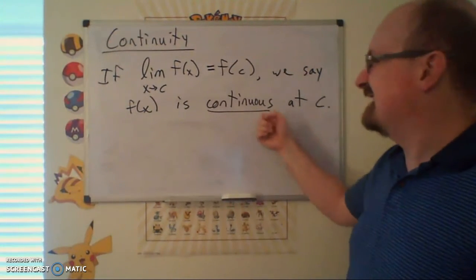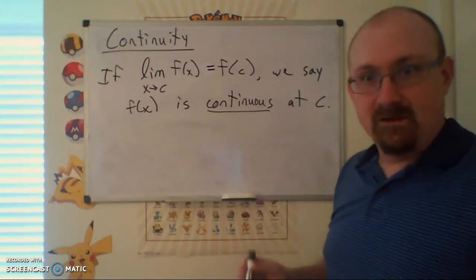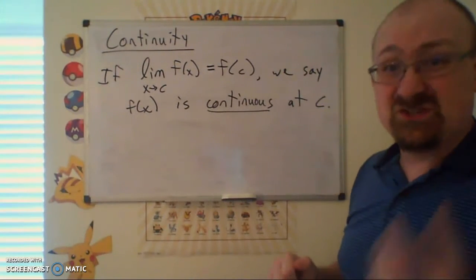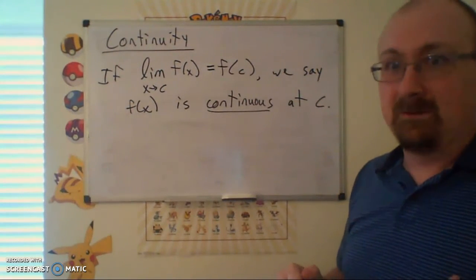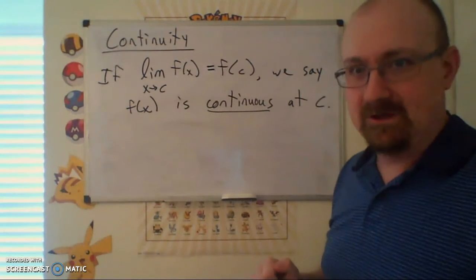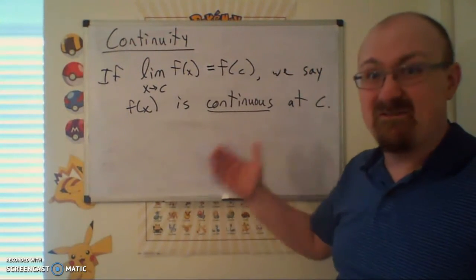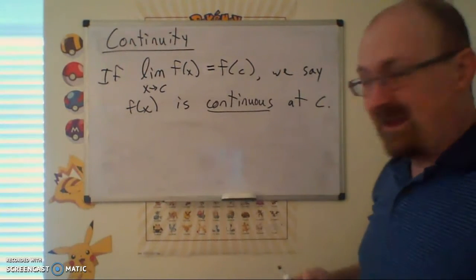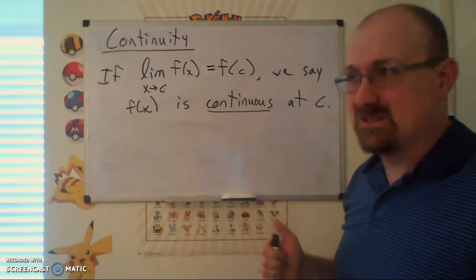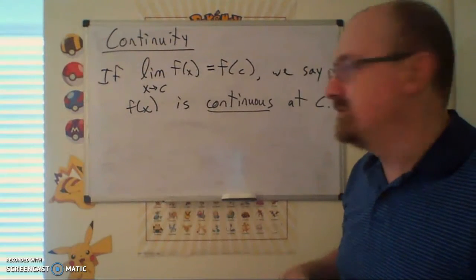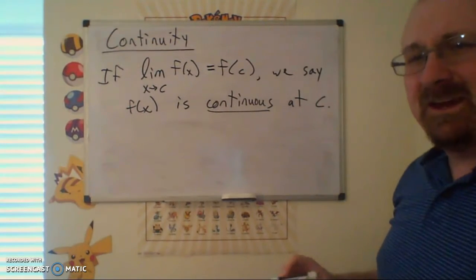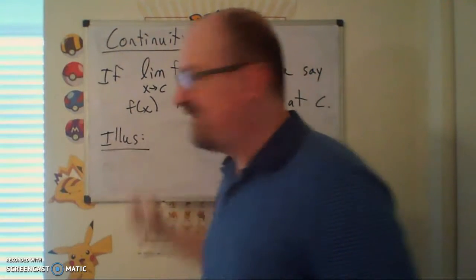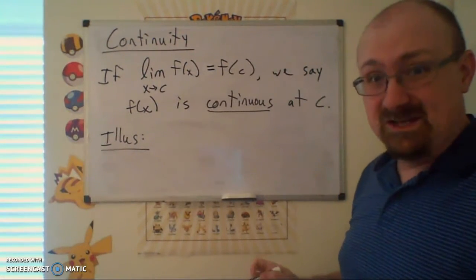So f of x is continuous at a given point. We will also talk about a function being continuous on an interval. In that instance, it really means we're continuous at each point in the interval. Continuity is by its nature a very, very local property. You look at it point by point. But if we say it's true for a whole set of points, then it's true for each one of them individually.